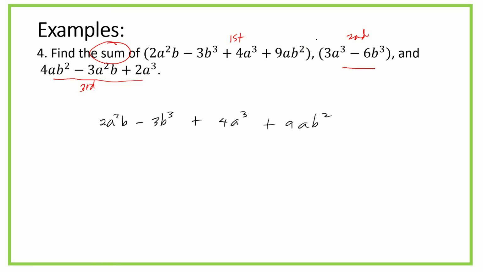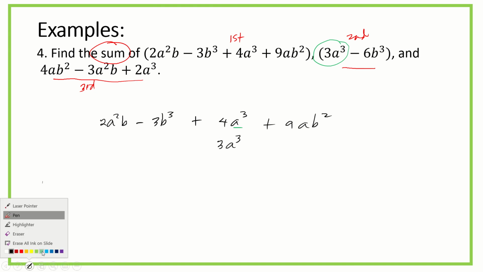Now, proceed to our second polynomial and align the like terms. So let's start with our first term. 3a cubed has a literal coefficient of a cubed. And similar to 4a cubed, the literal coefficient is also a cubed. That means these are like terms. So you need to align them. You will write 3a cubed here. Okay. Now, next term is a negative 6b cubed. Because again, you can just think of it as plus negative 6b cubed instead of thinking of minus 6b cubed.